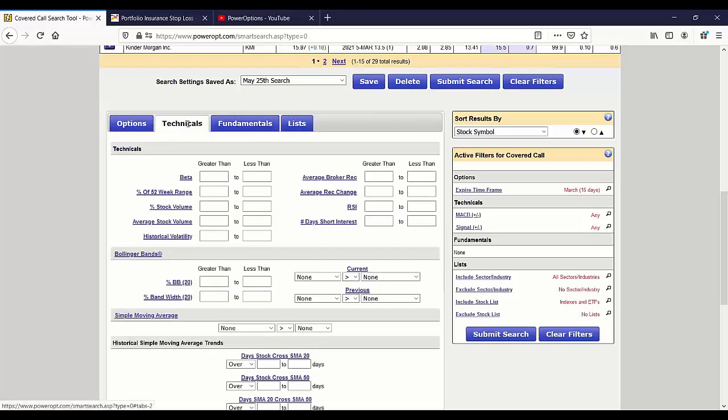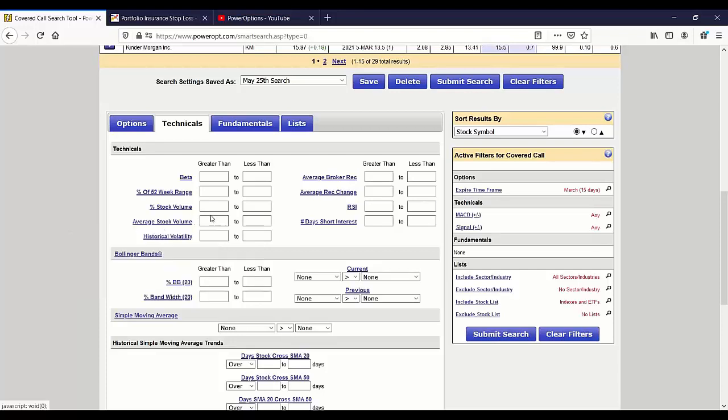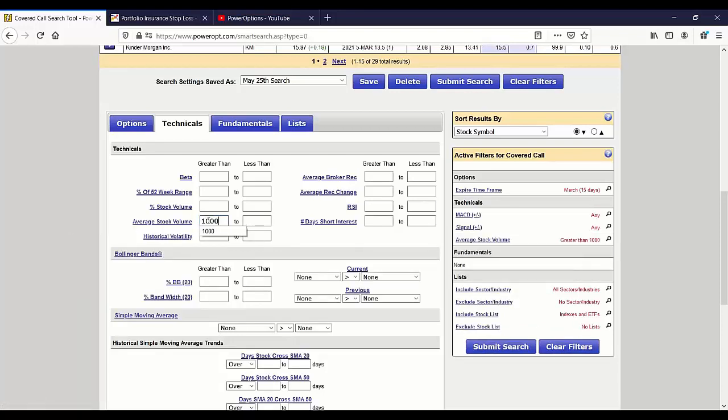He wanted highly liquid ETFs. So first I'm going to go to the technicals. And here's that average stock volume. This is measured in thousands. It's the average over the last 90 days. So if I only want to see ETFs that trade on average 1 million shares per day over the last 90 days, I'll use a measurement, average stock volume greater than 1,000. Also here we can see the historical volatility. This is related to that trading range of the stock, but I think that Robert was referring to the implied volatility of the options being higher on high volume ETFs. We'll come back to historical volatility as well.